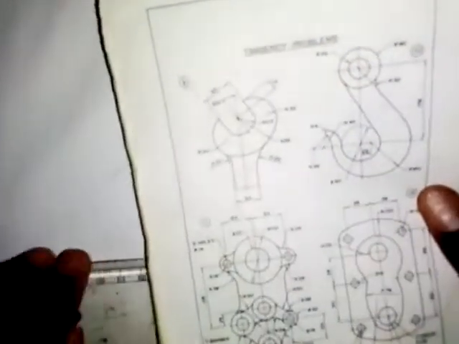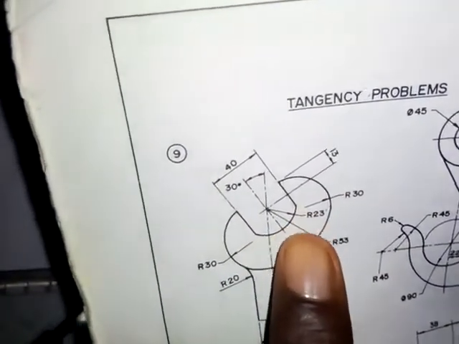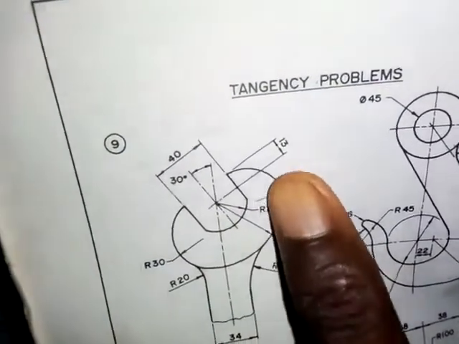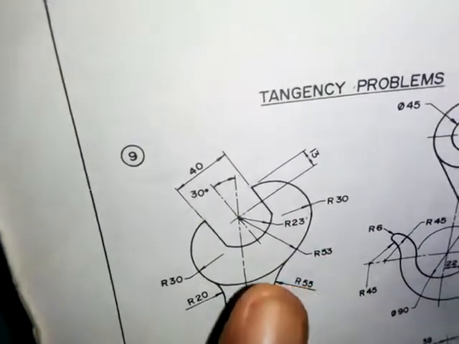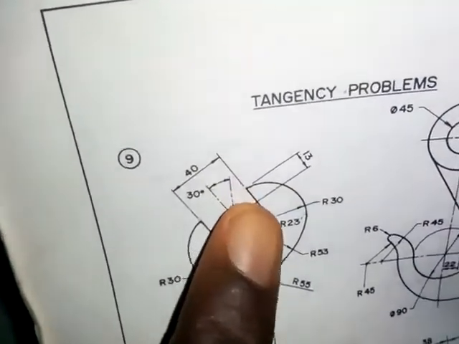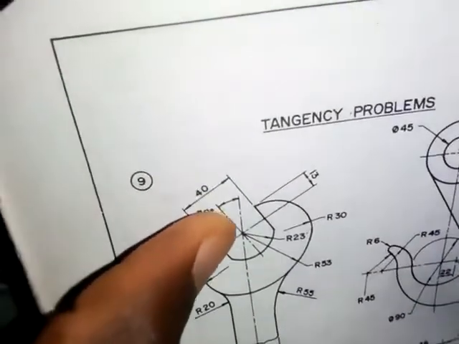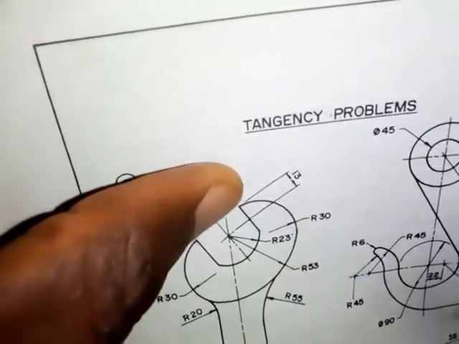So here we have that this arc, its radius is 23 millimeters, and this arc, its radius is 53 millimeters. And then for us to get this, its radius is 30 millimeters. But the distance of this line from this tip of the spanner is 13 millimeters. So how do we get that? So we are going to take that 13 millimeters first. That's the first thing that we are going to do.